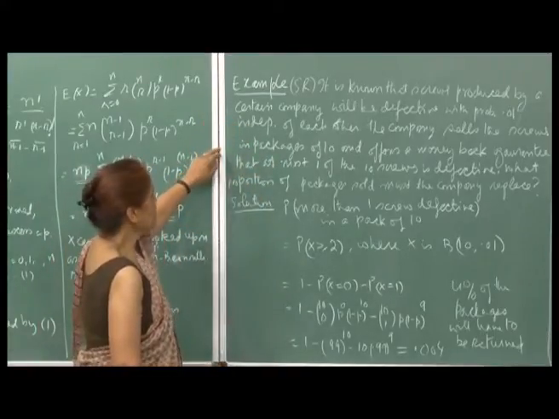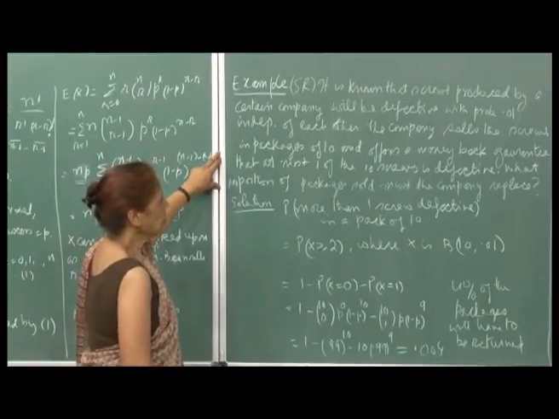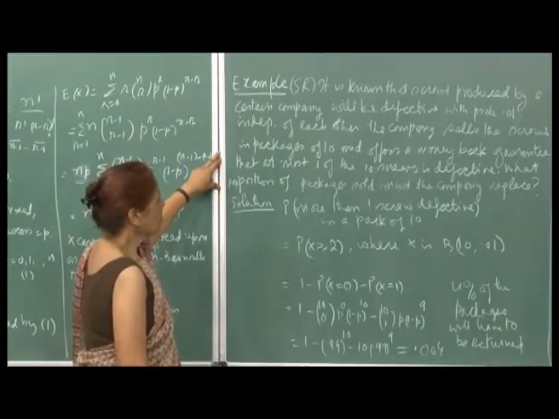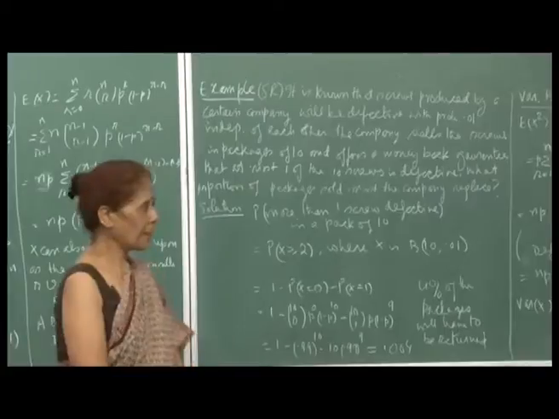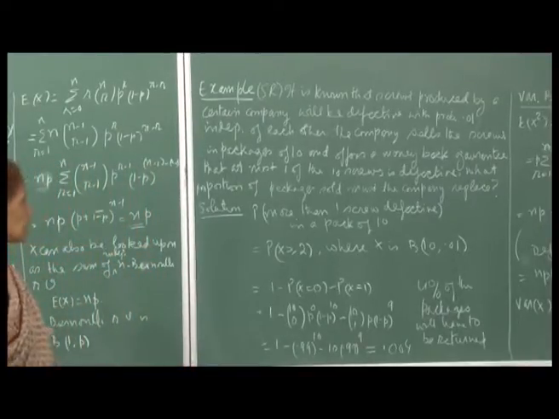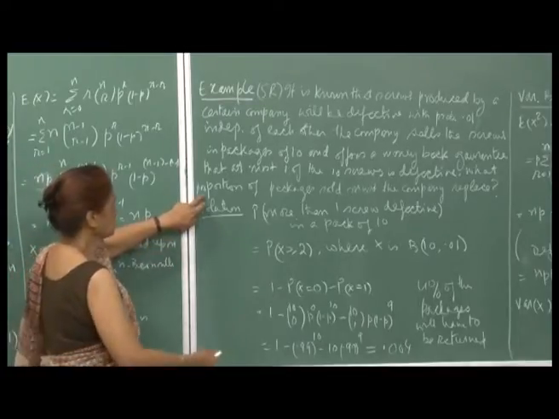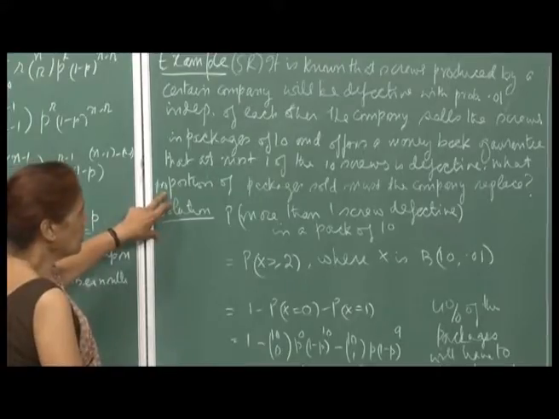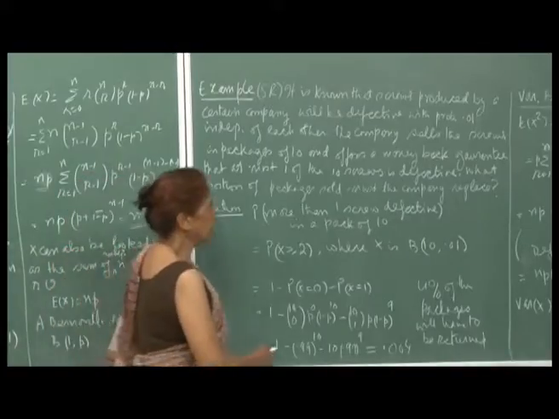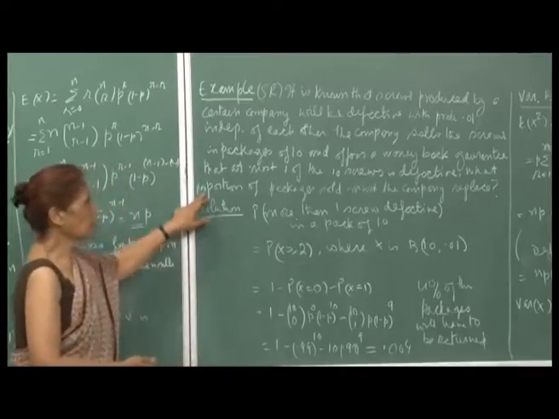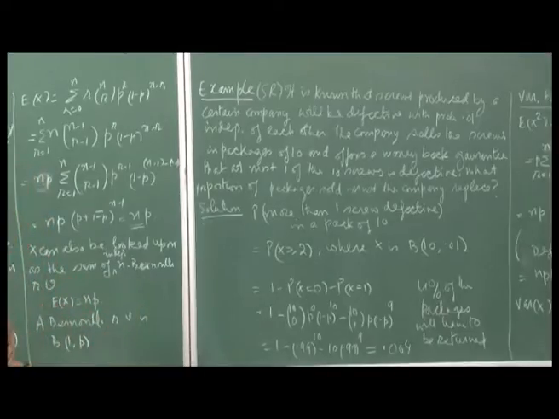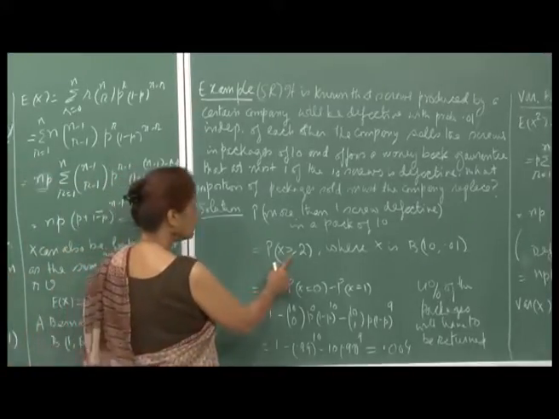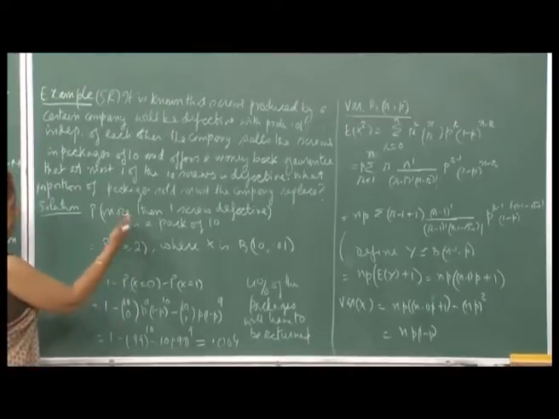The company sells these screws in packages of 10 and offers a money back guarantee that at most one of the 10 screws is defective. That means, if more than one screw is defective in a package of 10, the company will take back the package and refund the money. So, the question is, what proportion of packages sold must the company replace? That means you want to find out the probability of packages of 10 that have more than one screw defective, right.